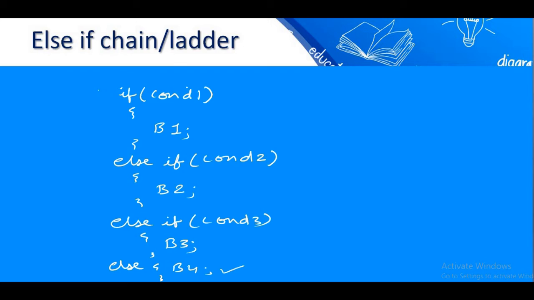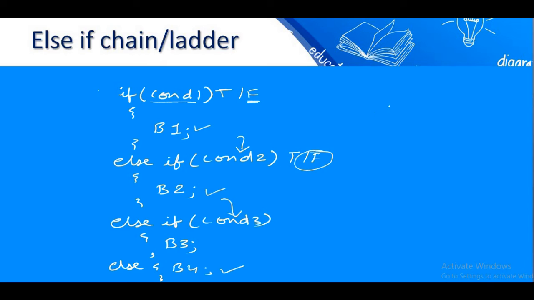So first of all, the condition 1 will be evaluated. Again there are two possibilities, true or false. If this condition 1 is true, block 1 will be executed, and rest of the construct will be ignored, or will be skipped. Suppose the condition is false. In such situation, we are going to check the condition 2. Again, there are two possibilities, true or false. If condition 2 is true, then block 2 will be executed, and rest of the statements or rest of the block will be ignored. Okay. Now, if condition 2 is false, then it is going to check the condition 3.